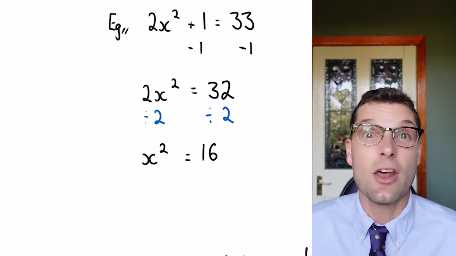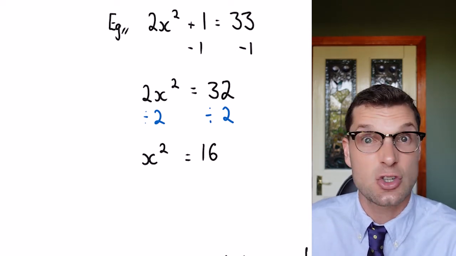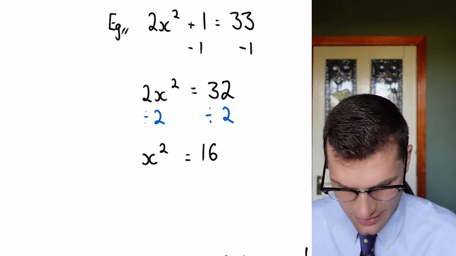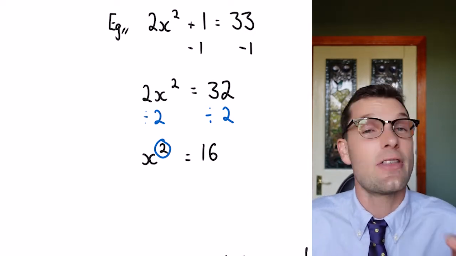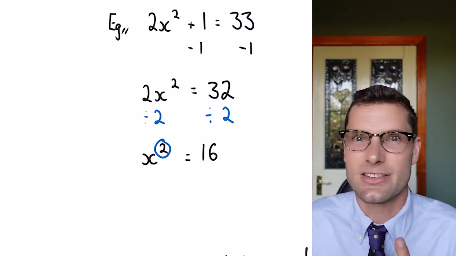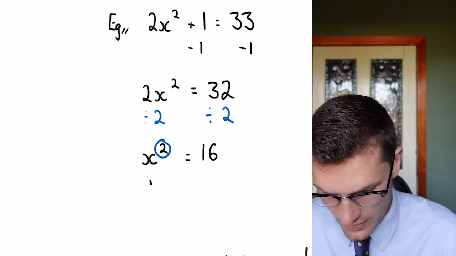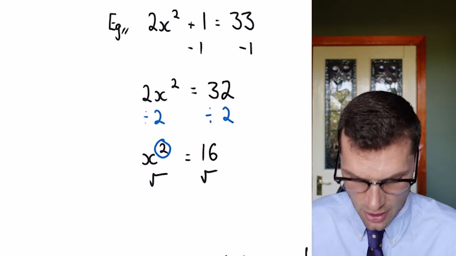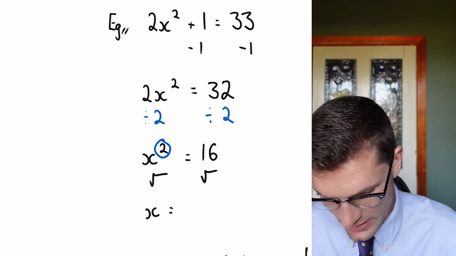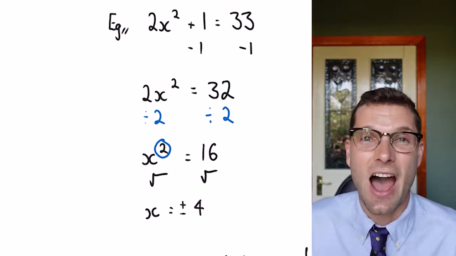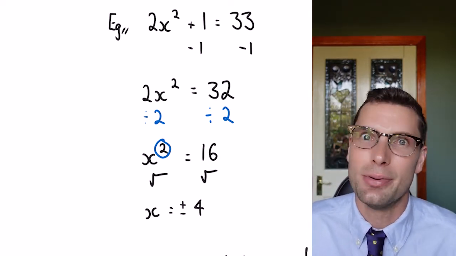Now, one way that I remind myself that I need two answers for these square numbers is that in the question, the x squared, it's got a little 2 there. So that should be a little reminder that, hey, there's a 2 there. I need two answers. So if I square root both of these sides, I'm left with x is equal to not just 4, but plus or minus 4. Unfortunately, your calculator does not do that for you, so you're going to have to remember the plus minus.